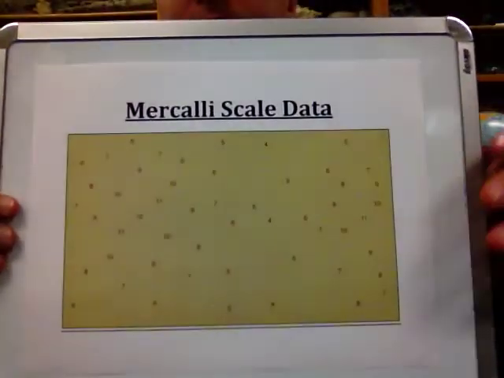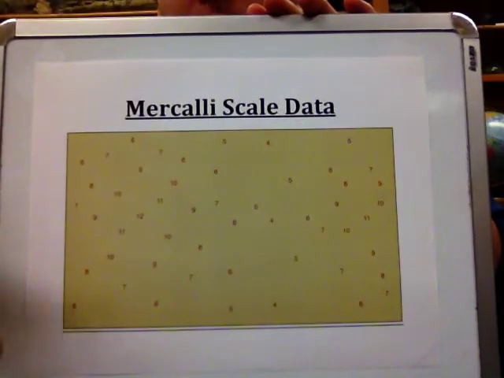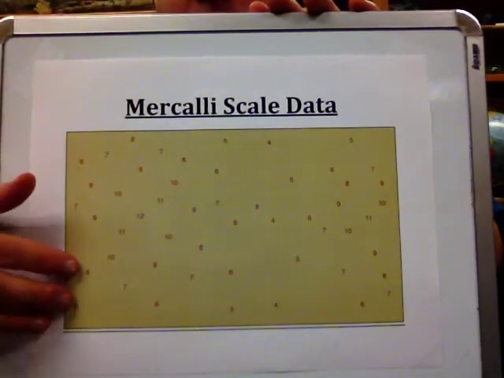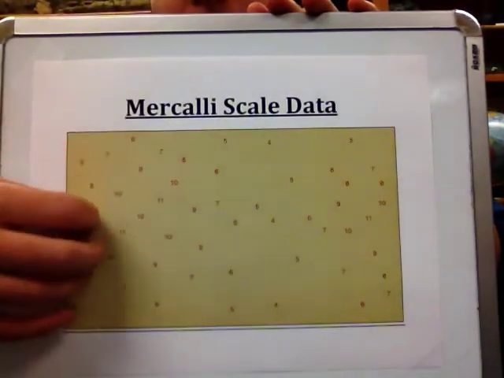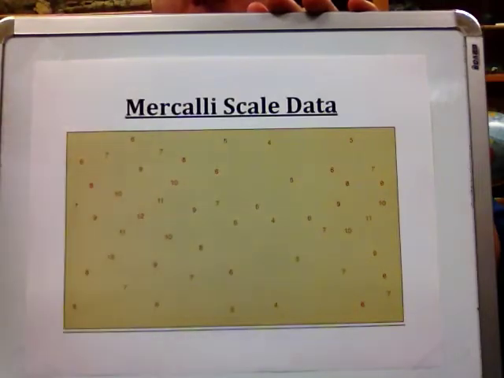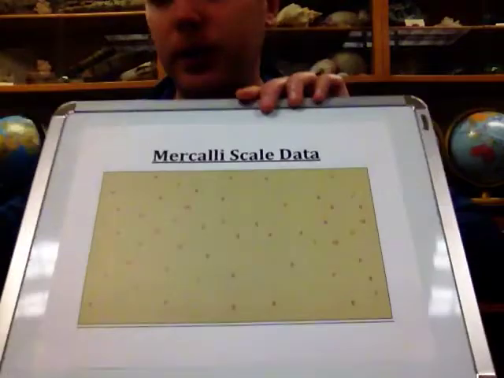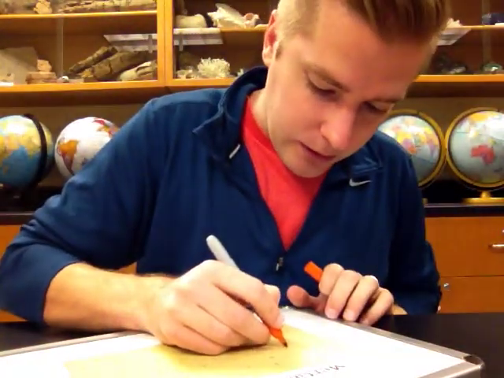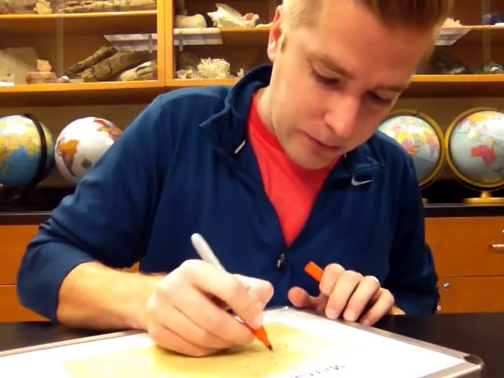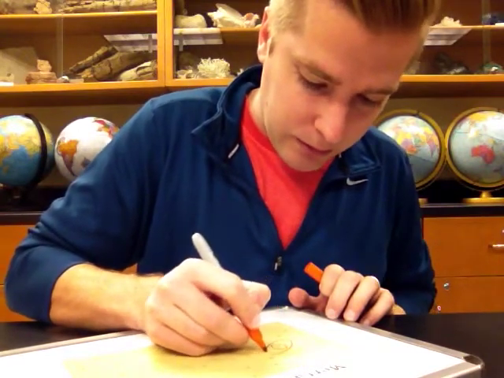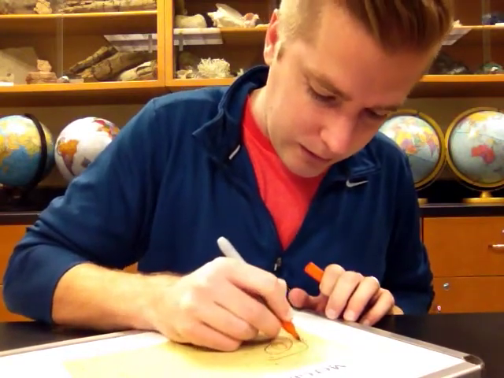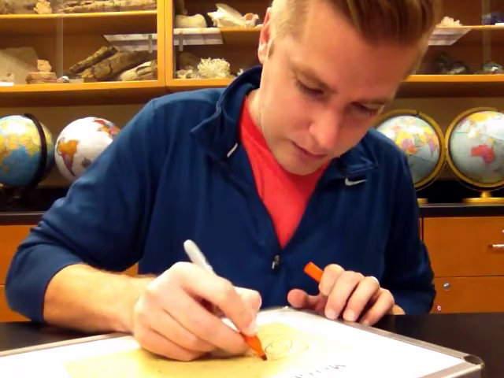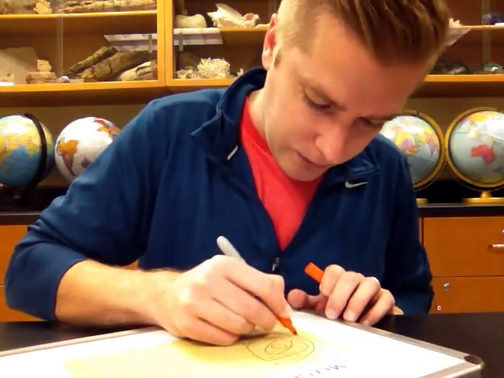So what can we do with Mercalli scale data? The idea is that thousands of people reply with what they experienced in the earthquake. In different locations, we can give the average Mercalli number to what people experienced, and then we can contour these numbers. So we draw a contour around all the number 12s, a contour around all the number 11s, the number 10s, the number 9s, and so forth.